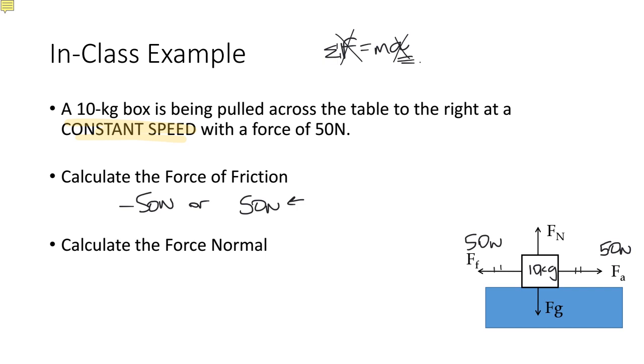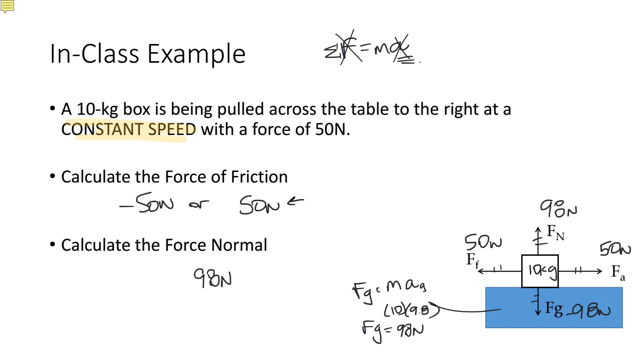Next, we have to calculate our force normal. Our force normal is going to be equal and opposite to our force gravity. Calculating our force gravity is going to be the mass of the object times the acceleration of gravity, and the acceleration of gravity is 9.8. So our force gravity is going to be 98 newtons downwards, which you can either write as 98 newtons downwards or negative 98 newtons. That means that the force normal acting upwards has to be a positive 98 newtons.